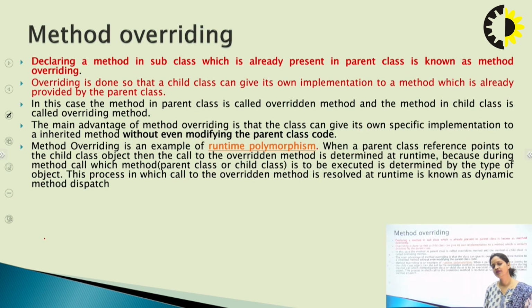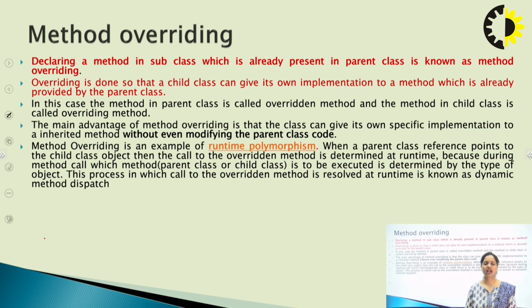Now next is the concept of method overriding, which is also an example of dynamic polymorphism. As we already discussed, polymorphism means the ability of an object to achieve different forms, or multiple features from a single thing. So method overriding is dynamic polymorphism. It is also known as runtime polymorphism.